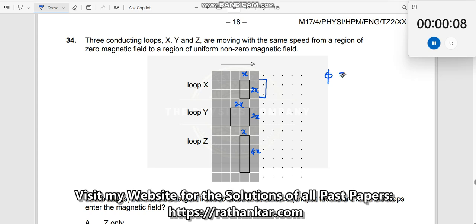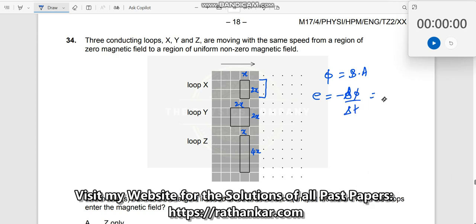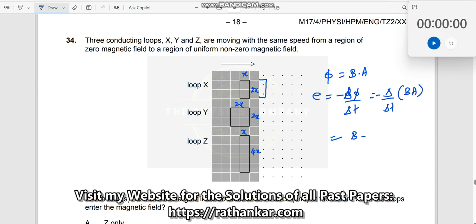So we know that the flux is given by B into A, right? And the induced EMF is equal to minus delta phi divided by delta t, which should now be equal to minus delta by delta t of BA, since B is constant. I'll remove this B constant and write this as minus B into delta A divided by delta t. Since it says it is moving at the same speed, I can also write this delta A by delta t.